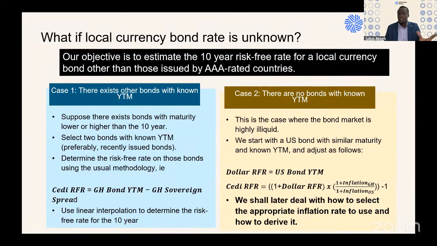In purchasing power parity theory, you recall that the long-term differentials in interest rates between two countries is explained by the inflation expectations between the two countries, right? So we can then apply that inflation to do the adjustment. Using a formula, we take 1 plus the dollar risk-free rate and multiply by 1 plus the inflation in Ghana divided by inflation in US. Then when we do the multiplication, we subtract 1 from the final result.